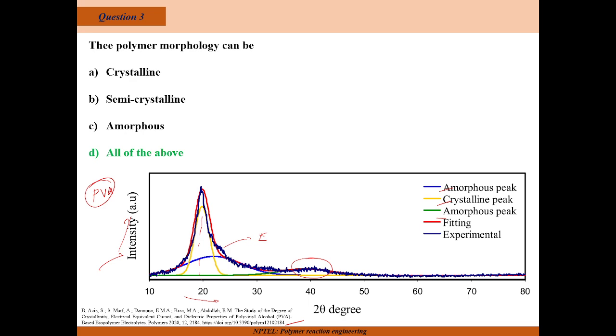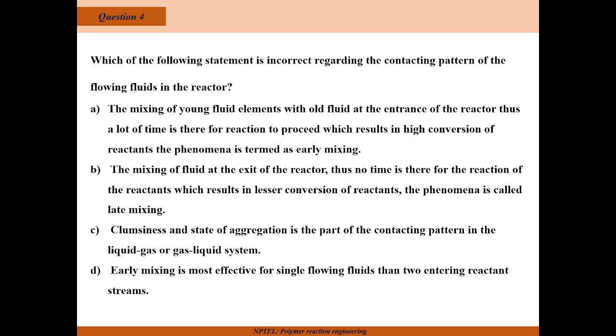Let's move on to our next question. The next question is regarding the reactor. Which of the following statements is incorrect regarding the contacting pattern of the flowing fluids in a reactor? The mixing of young fluid elements with old fluid elements at the end of the reactor, so that a lot of time is there for the reaction to proceed, which results in high conversion of reactants. The phenomenon is termed early mixing. So this is basically giving a definition for early mixing.